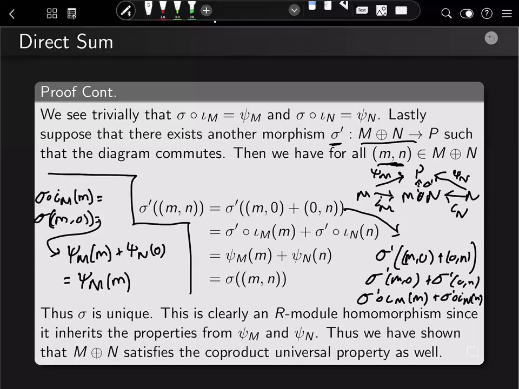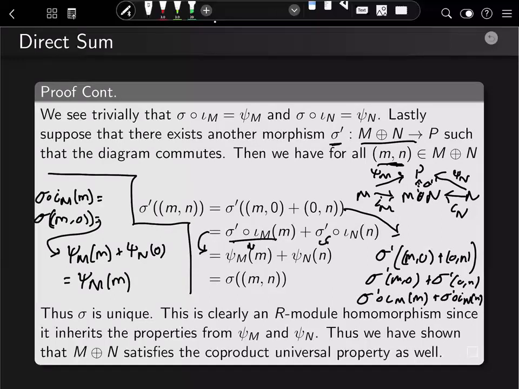But by commutativity, this is the commutativity step, we know that this is equal to psi sub m of m, and this is equal to psi sub n of n. But by definition, this is indeed just sigma of (m, n). So we've shown that this is a unique morphism, and it's an R module homomorphism. It inherits these properties from psi sub m and psi sub n. We could leave that as an exercise. It's a very simple check, but they do indeed satisfy the R module homomorphism properties.